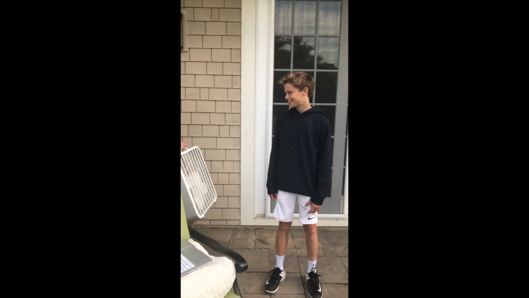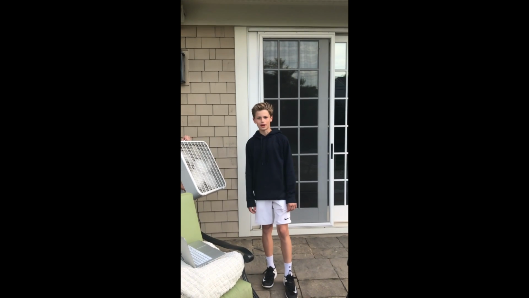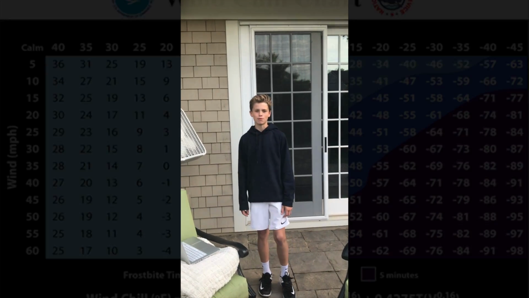Now we're going to be talking about wind chill. Cue the wind. So wind chill is when the temperature lowers due to the wind. The wind chill is determined by the speed of the wind, the temperature, and the humidity.